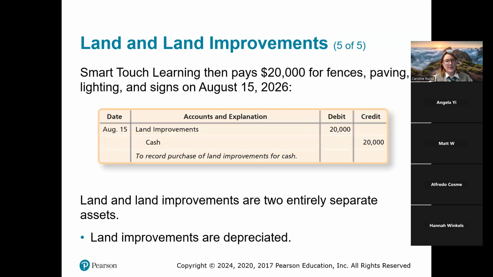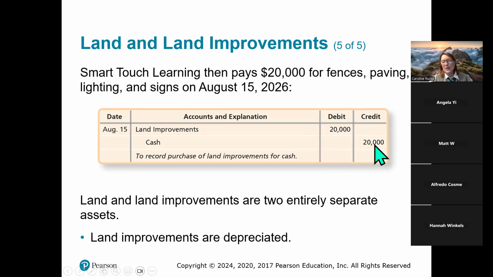Let's see. Next up, Smart Touch Learning pays $20,000 for fences, paving, lighting, and signs. Okay, this is the initial acquisition. So our first journal entry for these other assets that we depreciate, we're going to call them all land improvements. We are going to debit land improvements. That's just another asset account. And we're going to credit cash.